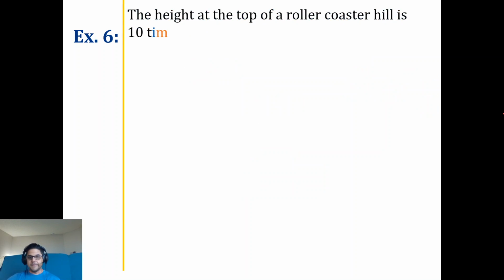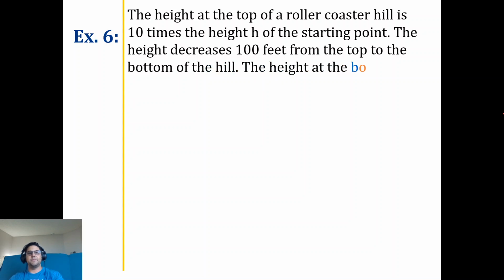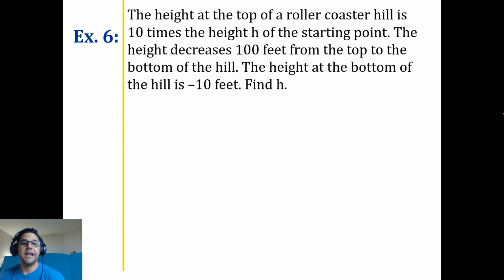Ooh, word problem. Nice. The height at the top of a roller coaster hill is 10 times the height h of the starting point. The height decreases 100 feet from the top to the bottom of the hill. The height at the bottom of the hill is negative 10 feet. Find h. Ooh, this is a challenging one. The height at the top of a roller coaster hill is 10 times the height. Okay, that's good. 10 times h.